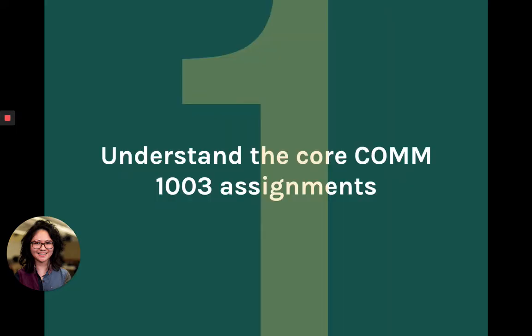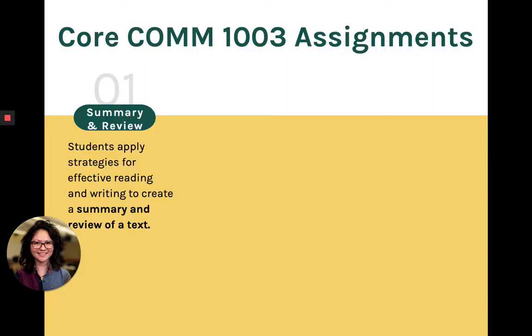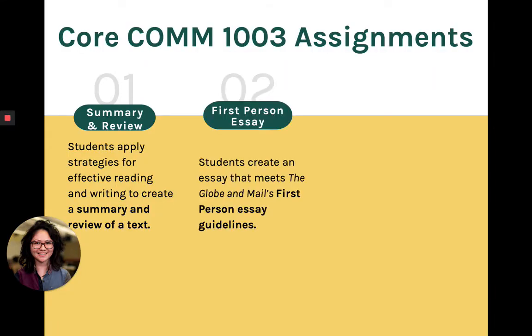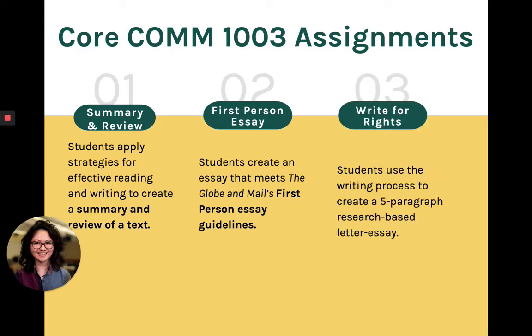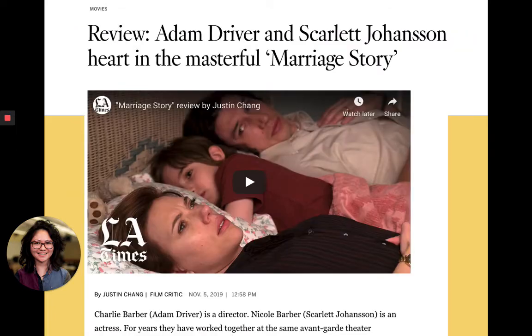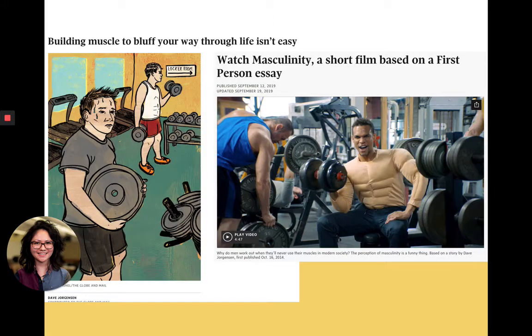One of the other reasons I created the Writer's Craft Journal assignment is because I wanted students to have a better understanding of the core COMM 1003 assignments in this course. The summary and review, the first person essay, and the Write for Rights letter. This is why, for instance, the week 2 text was an actual summary and review to prepare you to write your own summary and review. And we also, if you recall in class, read an actual first-person essay to prepare you to write your own first-person essay.